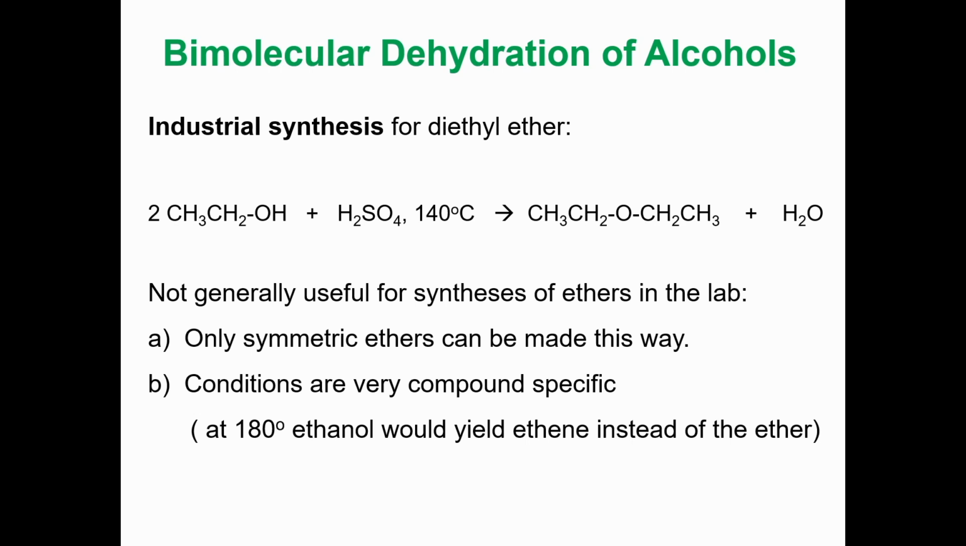This method is not generally useful for synthesis of ether in the lab. Only symmetrical ethers can be made this way. Conditions are very compound specific. At 180 degrees, ethanol will yield ethene instead of ether, as it's complete dehydration. So whenever you're talking about dehydration of ethanol, temperature will determine the product. 140 gives ether, 170 and above gives ethene.